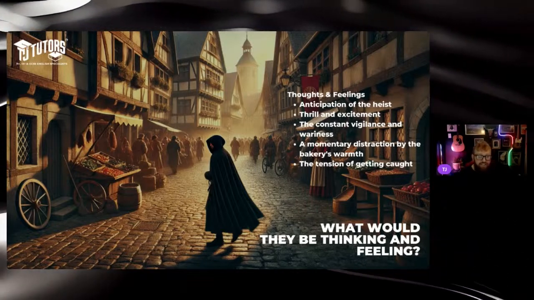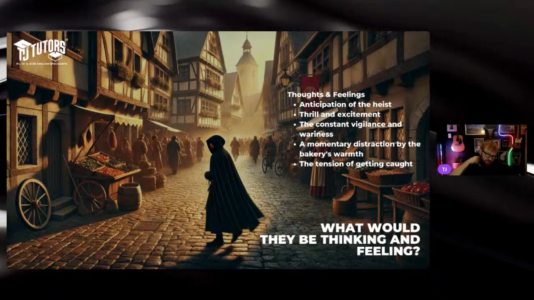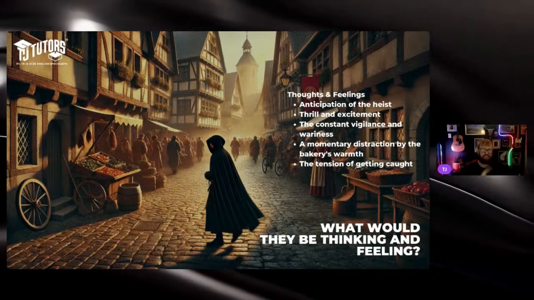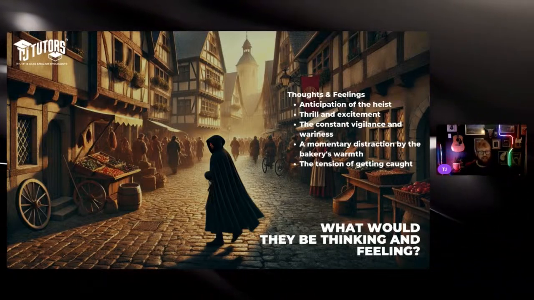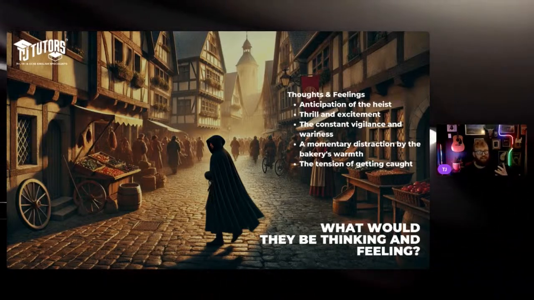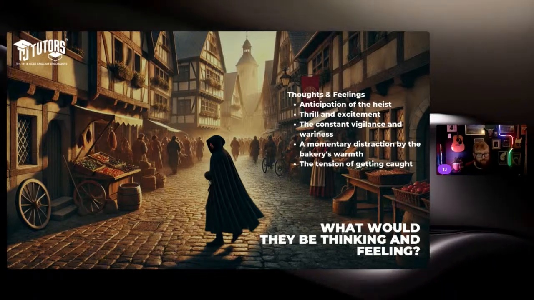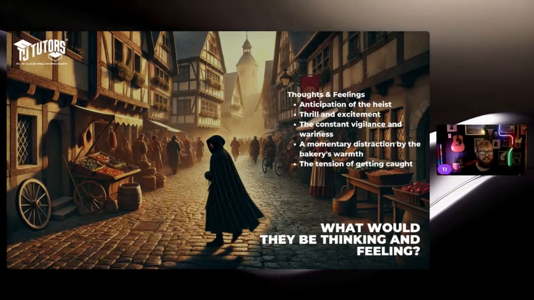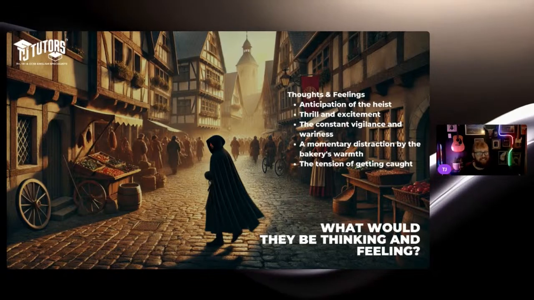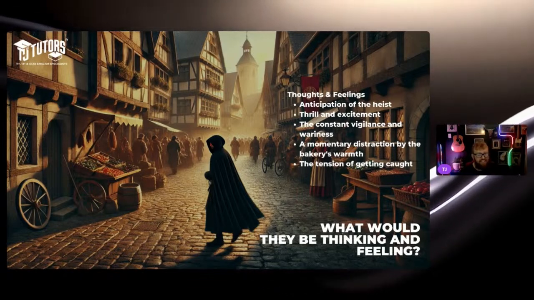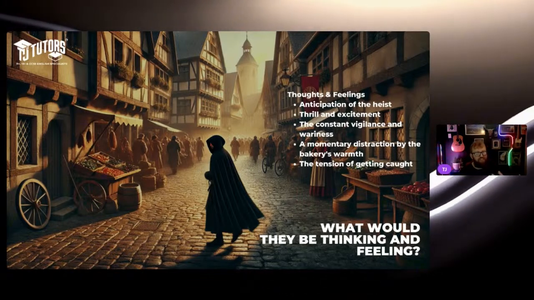Okay, right. So the next thing is we've got thoughts and feelings. Obviously with a character, you need to have some of their thoughts, their feelings, their experiences. So I've just given you a few ideas to think about here. Maybe they're anticipating stealing something, anticipation of the heist. Maybe the feeling of thrill and excitement.